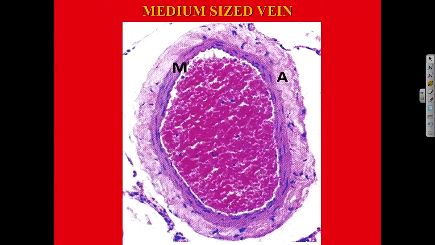So here's a medium-sized vein. That's a vein because it has a very wide lumen. Usually the lumen collapses in an artery because remember it was under pressure. And it has a relatively thin tunica media here, and the adventitia is thicker.